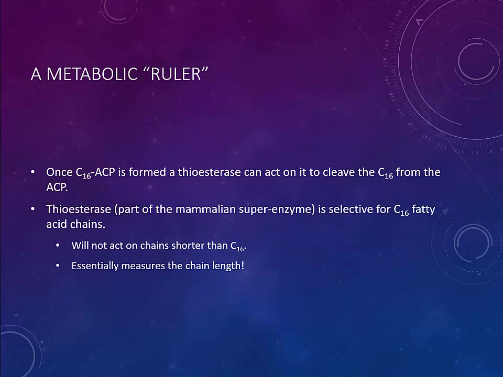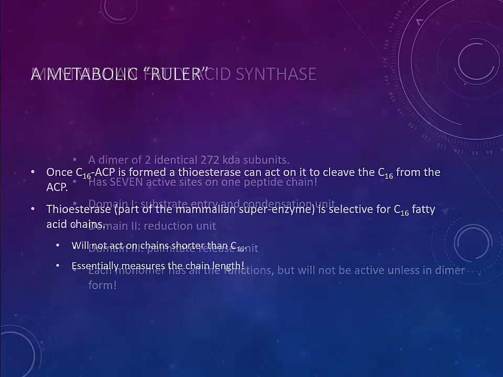Once the chain is this long, an enzyme named thioesterase cuts the C16 from the ACP. This enzyme is part of the mammalian superenzyme and is specific for 16-carbon chains and won't cut shorter chains.